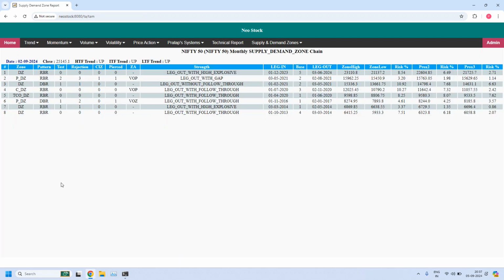Okay, always look for zone column for high liquidity zones. Pierced column to check if any of the zone is pierced. If pierced count is 0, that means zone is not pierced. If pierced count is not 0, that means zone is pierced. And always look into the LTF trend as a trend to the current time frame you have selected, and remaining ITF, HTF trends. This is the way you should understand the rest of the report.